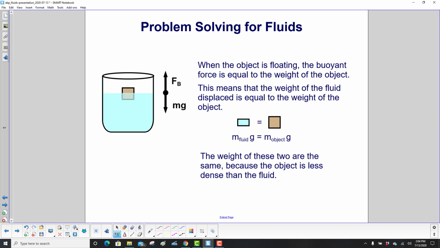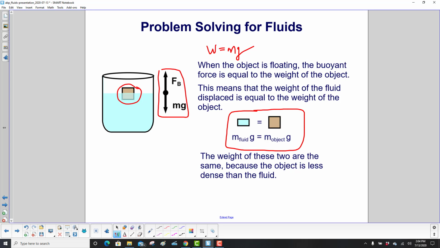When the object is floating, right, part of the object is above the fluid, part is submerged, the buoyant force is equal to the weight of the object, okay, where weight equals mg. This means that the weight of the fluid displaced is equal to the weight of the object. So what we have is the mass of the fluid displaced times g is equal to the mass of the object times g, the mass of the whole object. The weight of these two are the same because the object is less dense than the fluid.